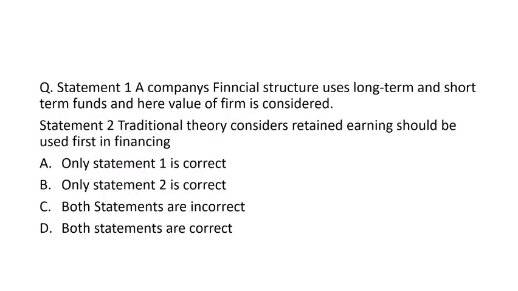Now next question, let's see. Two statements are given. A company's financial structure uses long term and short term funds, and here value of the firm is considered. Statement 2: traditional theory considers that retained earnings should be used first in financing. Let's see. A company's financial structure may use long term sources and short term sources both, but the company structure has no relation with the value of firm.